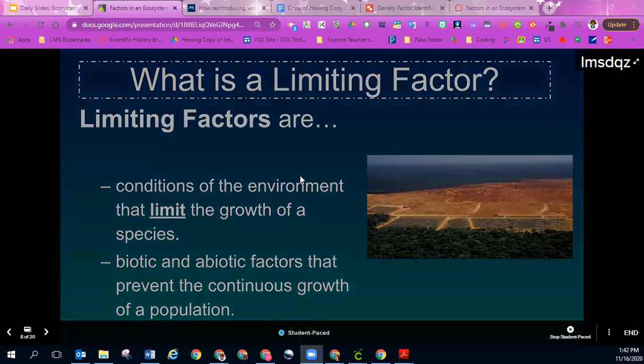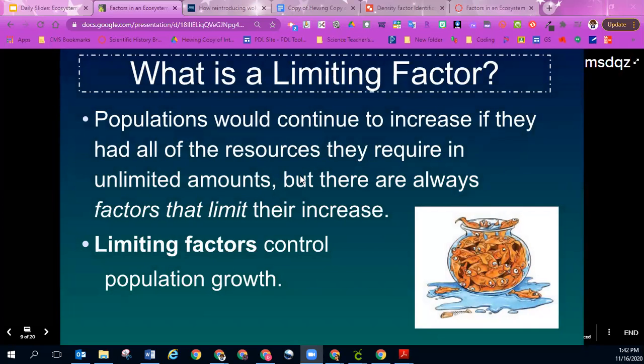Populations would continue to increase if they had all of the resources they needed in unlimited amounts, and they would just keep increasing and increasing. But limiting factors are going to kind of control the growth in the environment.